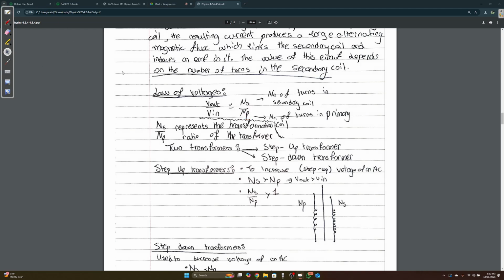So let's say they told me V in is 20 volts. They said that the secondary coil has 50 turns, and the primary coil has 30 turns. Then they tell me to find how much the V out is. So you go V out over the initial voltage, 20, equals the secondary one, which is 50, over the initial one, which is 30.